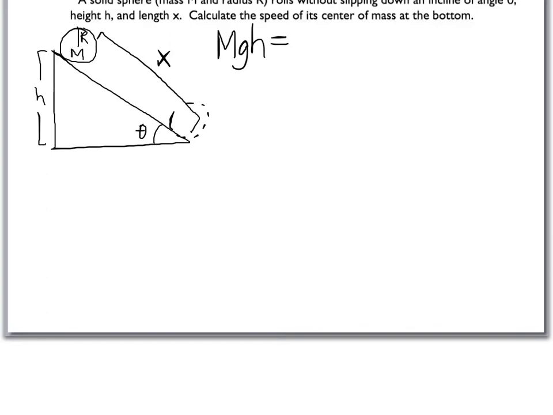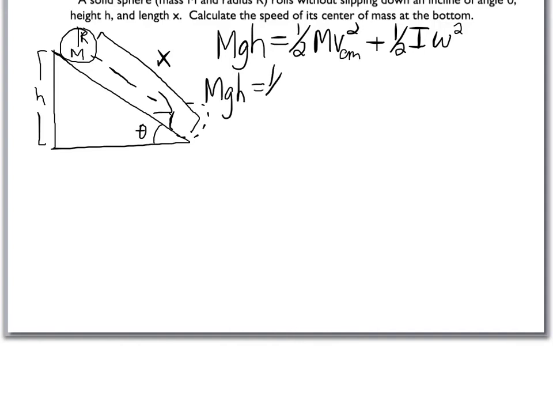Some of that kinetic energy is the 1/2 mv squared of the center of mass of the object. It is truly translating and moving down the incline. But another bit of that kinetic energy is the kinetic energy associated with the rolling motion and the spinning of this object as it comes down the incline as well. So we can begin to simplify a little bit. We still have an mgh on this side, but we could rewrite our moment of inertia. For a solid sphere, the moment of inertia is 2/5 mr squared.